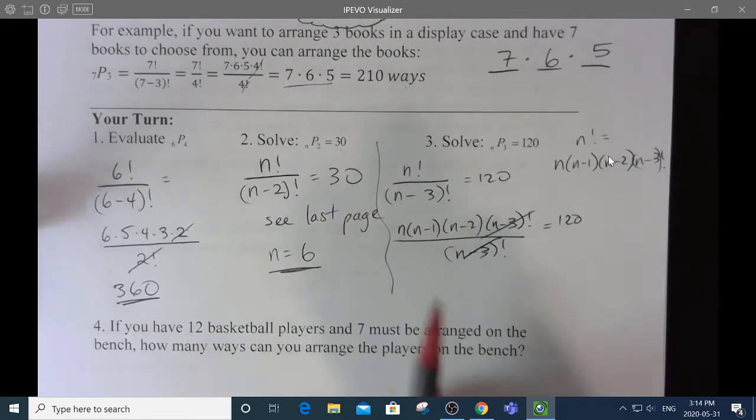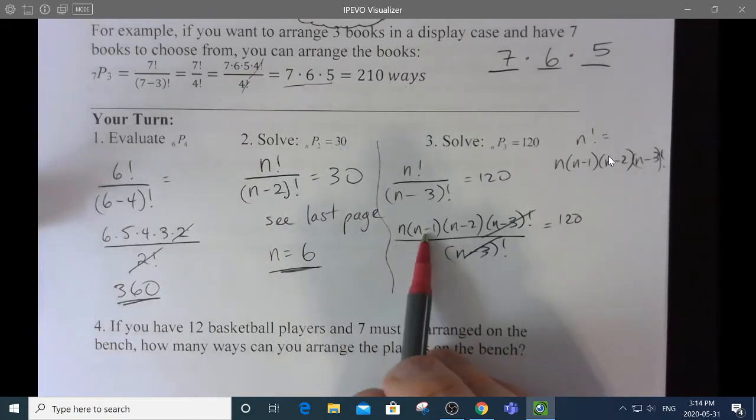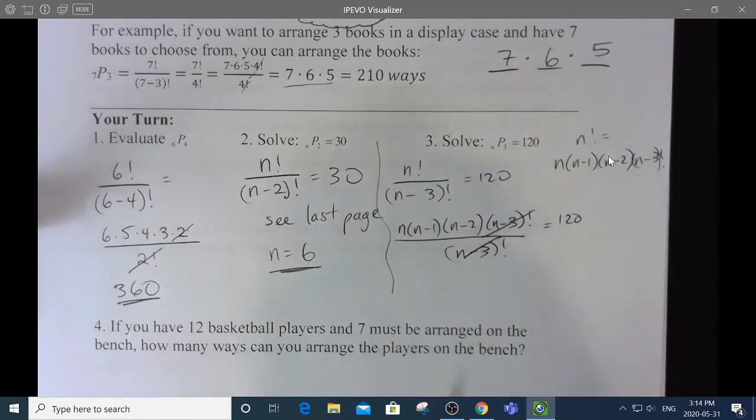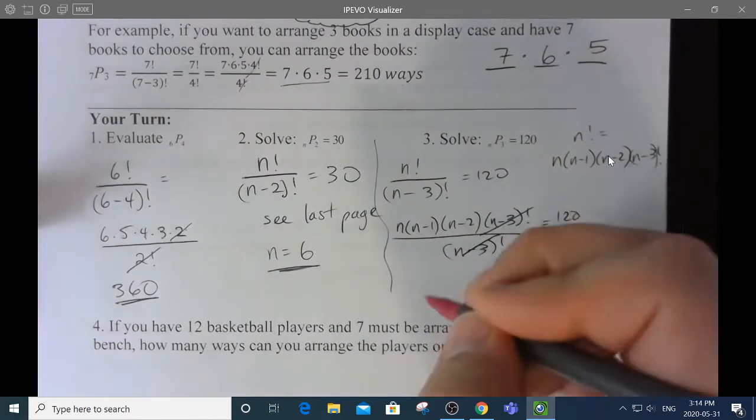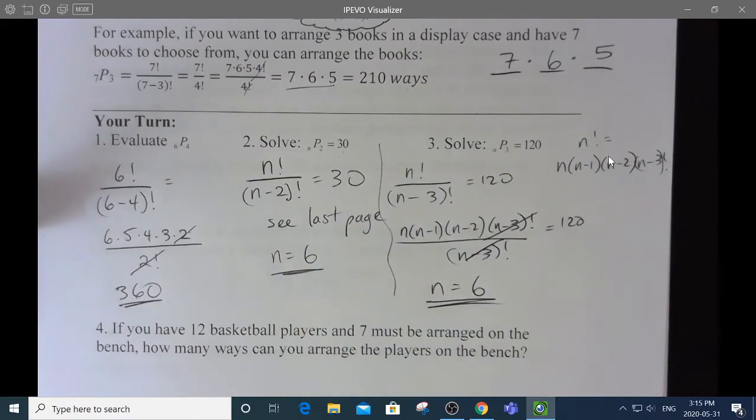Remember that? What do I know here? I know that n can't be a fraction or a negative. So let's see. Maybe it's 5 times 4 times 3 is 120. Nope, too small. Maybe it's 6 times 5 times 4 is 120, and bingo, it is. So n is equal to 6. Really, that's all that you have to do in a question like that. You can do a little bit of guessing and checking. Do not expand cubics, please.